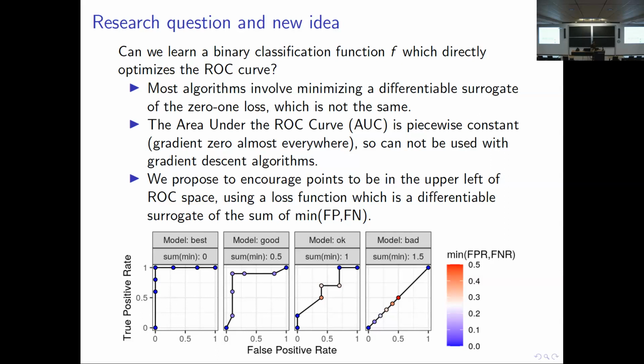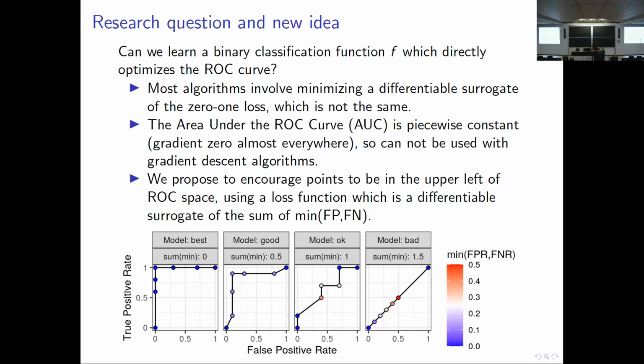So are you computing the sum of the minimum FPFN over all n points if you have n data? That's right. Yeah, the question is, are we computing the sum of all of these minimum FPFN values over all the data points? And yeah, so it's not exactly true. It's over all the points of the ROC curve. There can be some cases where you have fewer points on the ROC curve than you have data points, but yeah, in general.